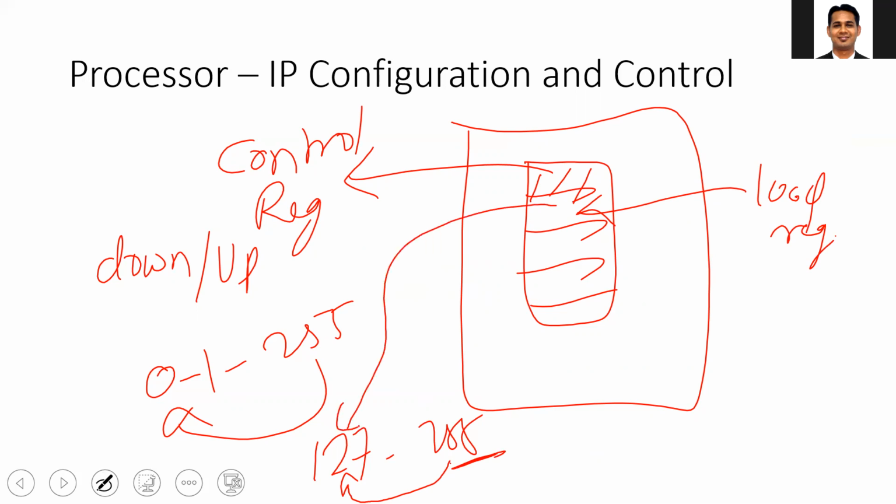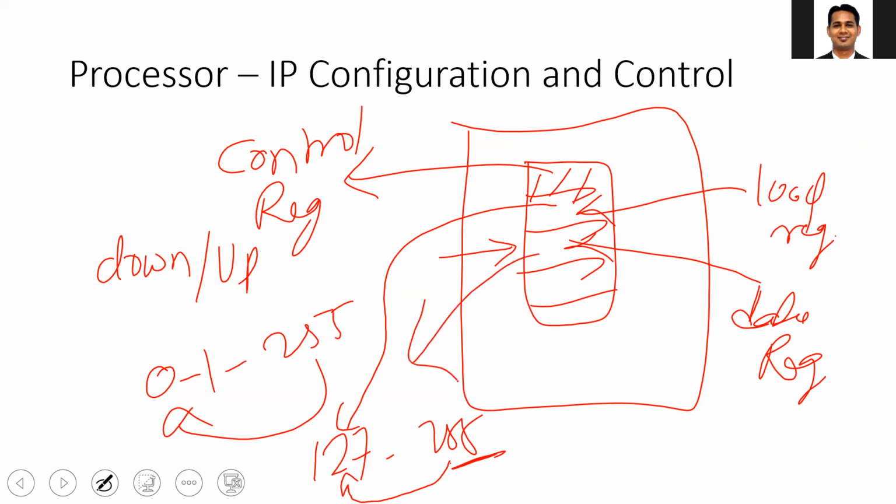Then you may want to read the current value of the timer. So there will be a register, say a data register or counter register, which shows the current value of the timer. If you want to know the current value, you need to give the address of this register, and by performing the read transaction, you will get the output.